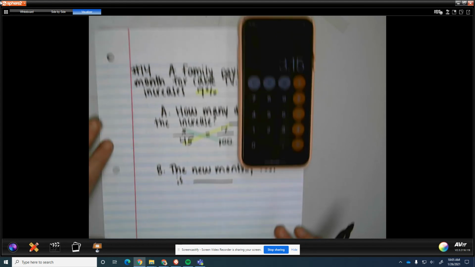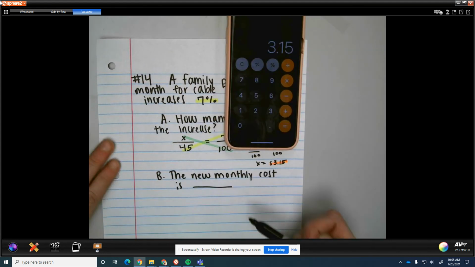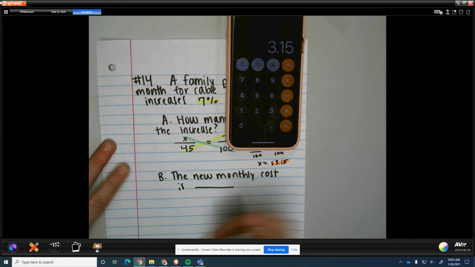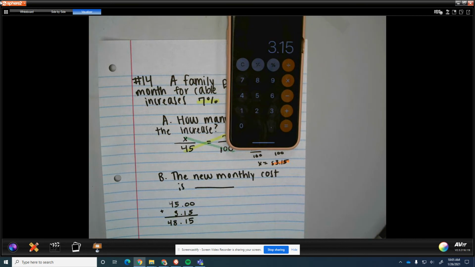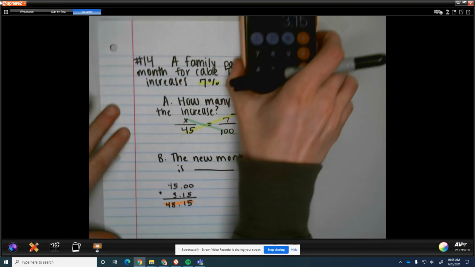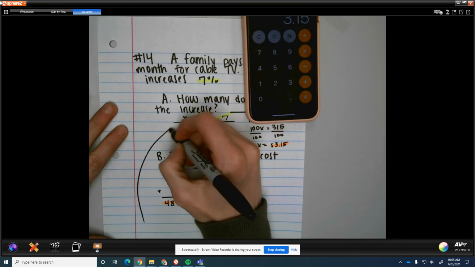Now I need to find, sorry, I keep moving my calculator. I need to find the new monthly cost. Well, the cost was $45, and I need to add my new increase to it. So it looks like my new cost will be $48.15. I do want to show you a shortcut since I have the time here for this right here.